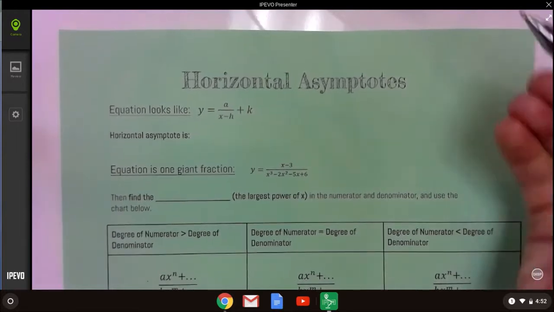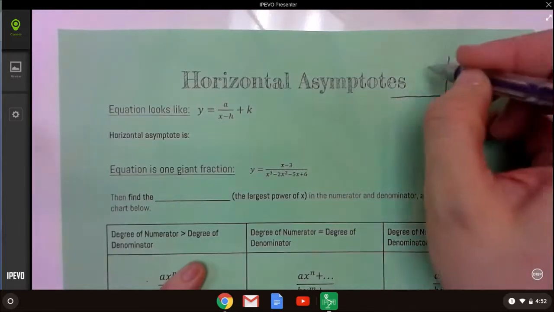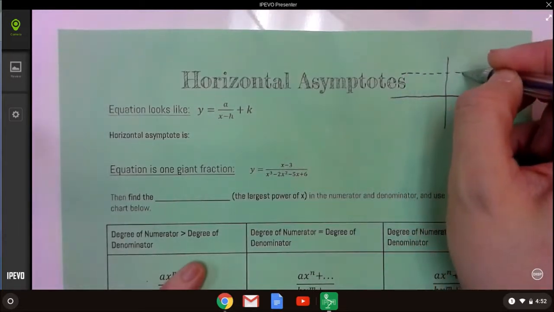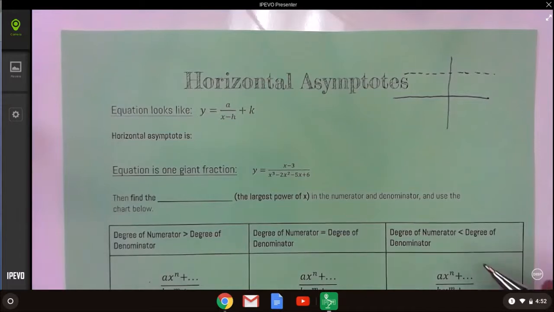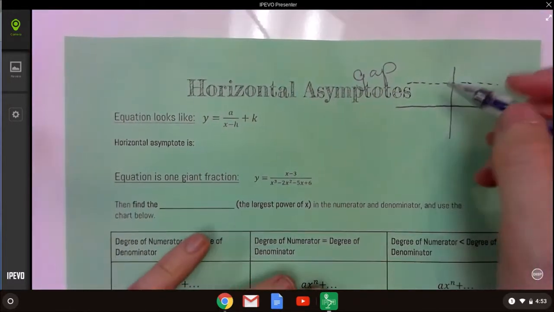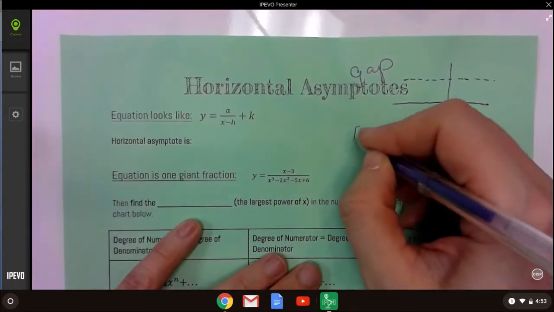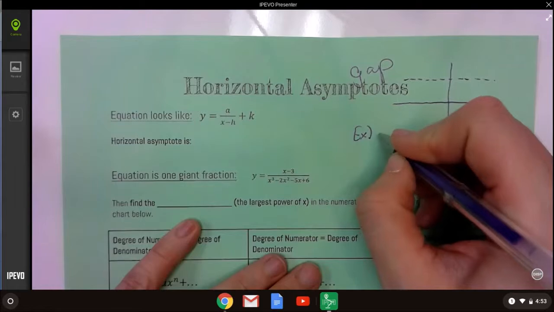Horizontal asymptote is just like what we talked about yesterday, except horizontal. So it's a horizontal gap in the graph. Remember, we're talking about gaps in the graph here. So I'm going to give you guys an example. We've got the same example as we did on the other side of the page. Same little guy there.